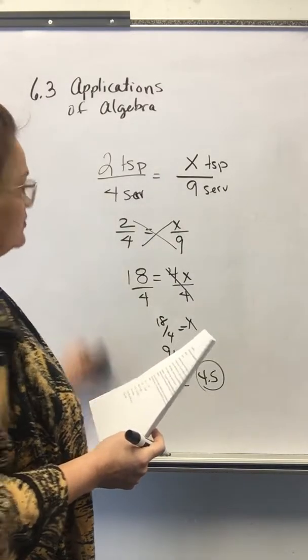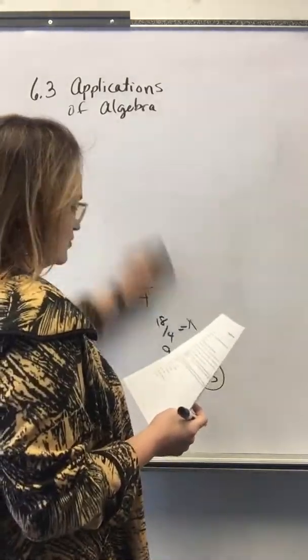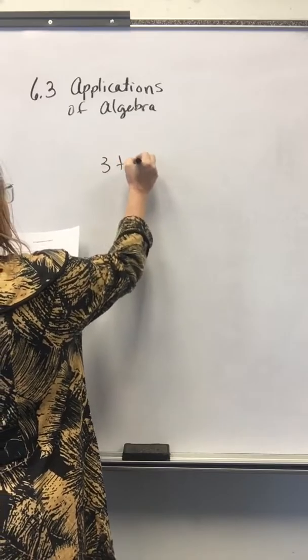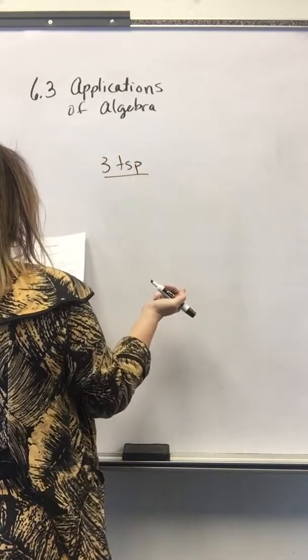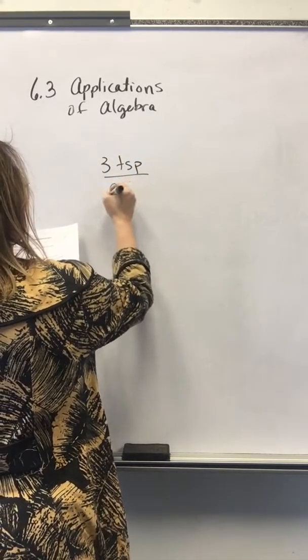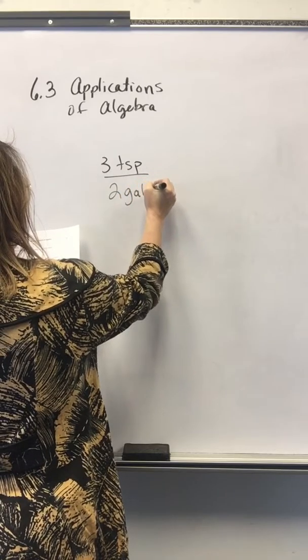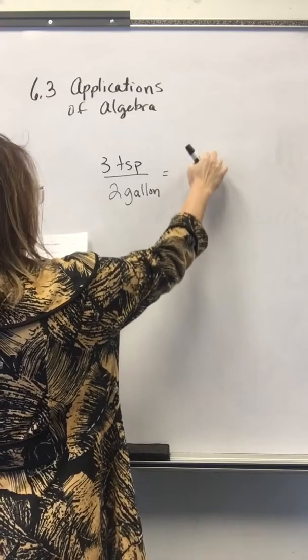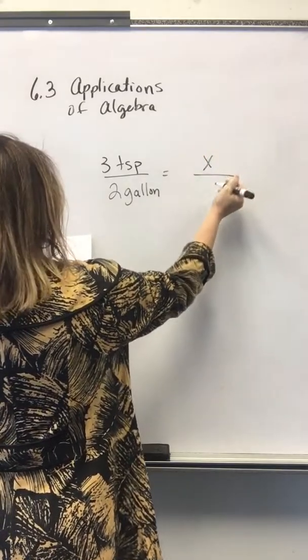The next example can be set up proportional. Let's do the weed killer example. 3 teaspoons of the weed killer, whatever brand you have, goes with 2 gallons of water. So over here we should have teaspoons over gallons. So it says how many teaspoons for 3 gallons.